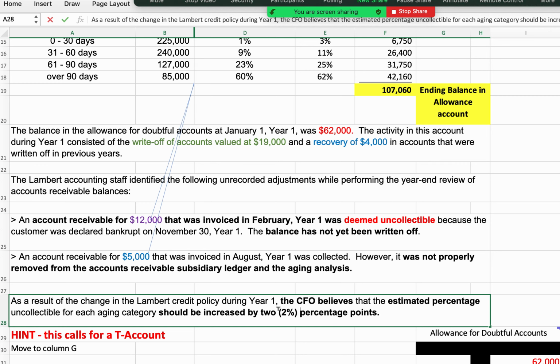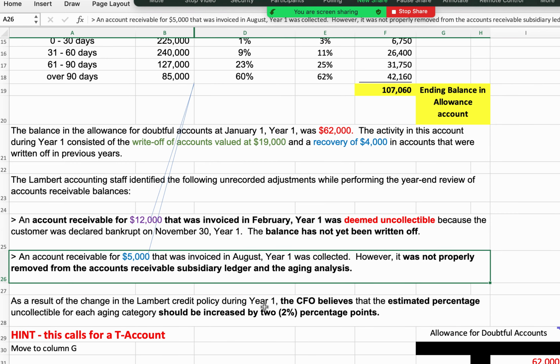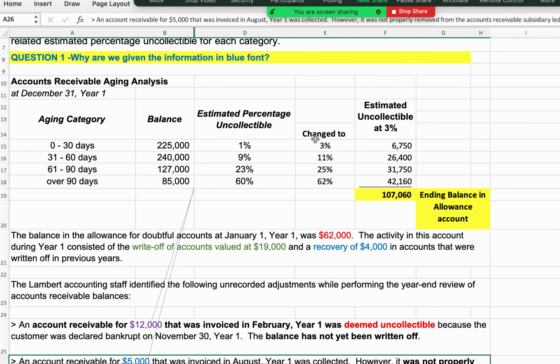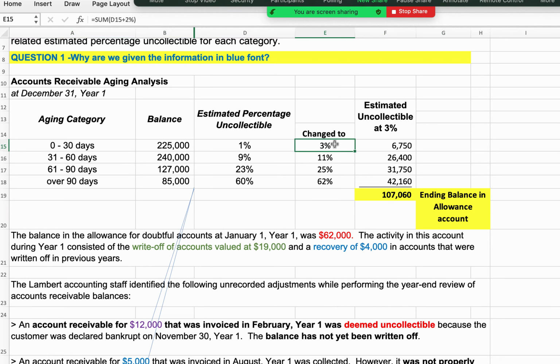For some reason, my eyes pick up on numbers better. Okay, so the 2 percentage points. These numbers, I just added 2%, so now we have a 2% figure. And basically what you would do is take the aging schedule, 0 to 30 days, $225,000 balance, multiply that times 3%, and you get this figure. So if you look up in the formula up here, the formula for this cell F15 is to take cell B15 and multiply it by E15. So we get 6750.